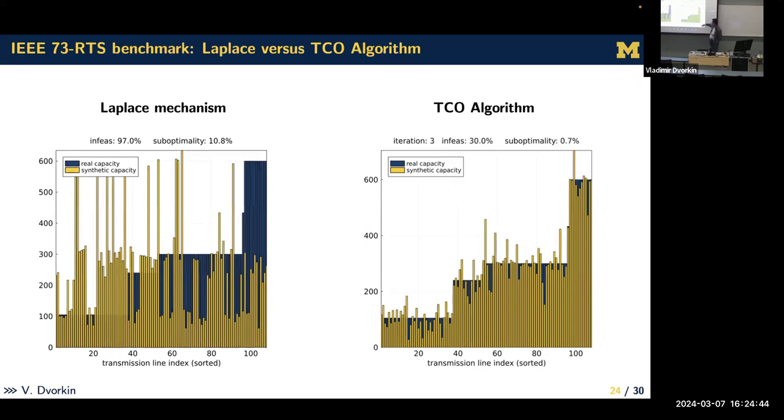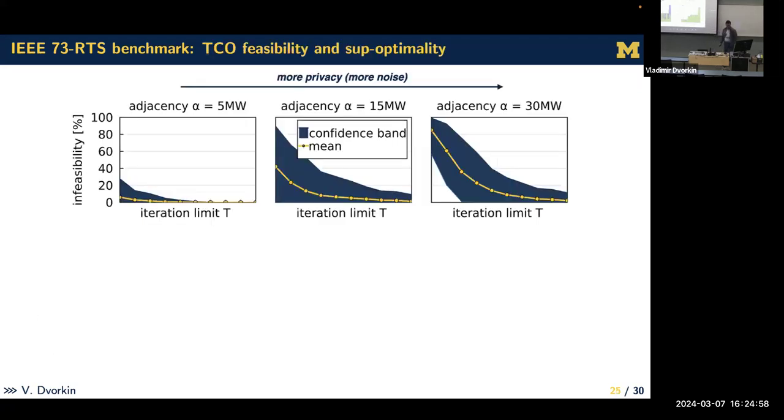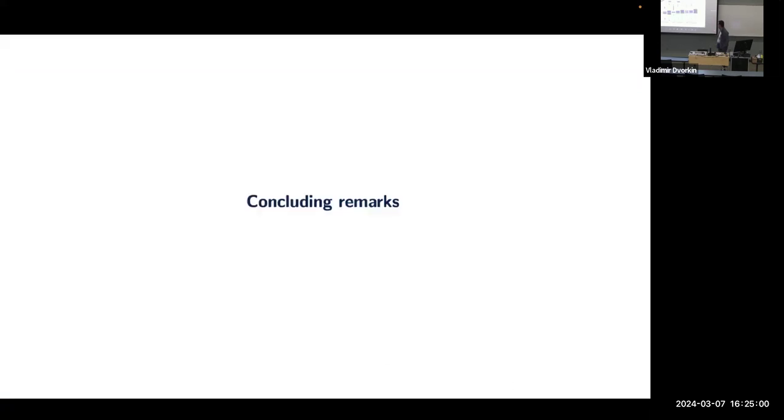But having this iterative algorithm that I showed you before, we pick selected lines and we adjust transmission line capacity to restore feasibility with respect to the entire population and also improve its cost consistency. Okay, I think I need to stop at some point.